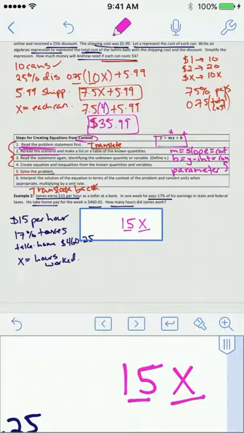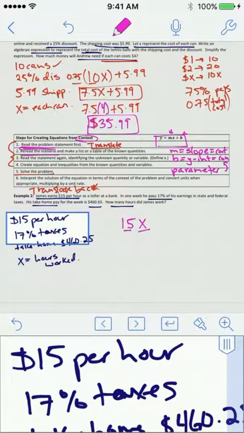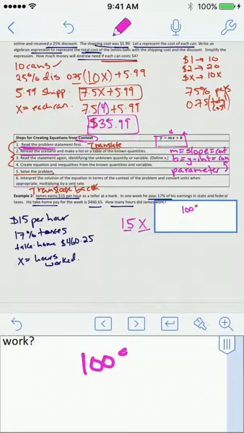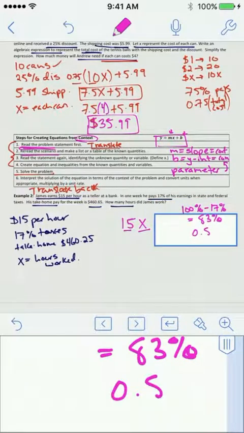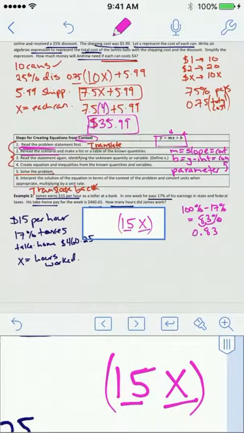Now from there, they're going to take away 17% of that, because taxes, unfortunately, they take it away. They don't give you more, right? So they're going to take away 17%, which means he's only going to be left with 100 minus 17. So he earns 100%, they take away 17%, and he's going to be left with 83% of his paycheck, which is still pretty good. And as a decimal, that's 0.83, 2 places over. So he's only left with 0.83 of his paycheck.